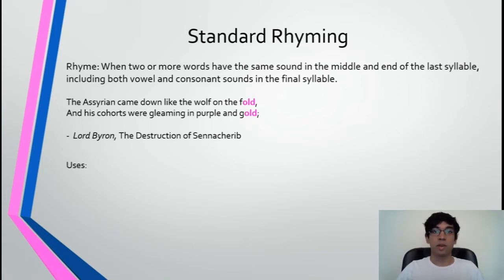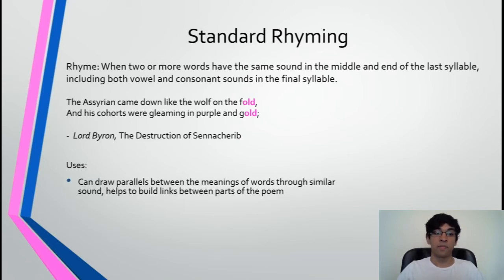So a standard rhyme can have a lot of different uses, and it's important not to generalize the points that I make to all poetry. All poems have different contexts, and the rhyme is used in different ways in different poems. So it's important to judge yourself how rhyme works and creates different effects. One possible effect of standard rhyming is that it draws parallels between the meanings of the words through sound. So because we know that two words sound similar, it leads us to compare the words or consider how they might be similar in meaning as well as in sound.